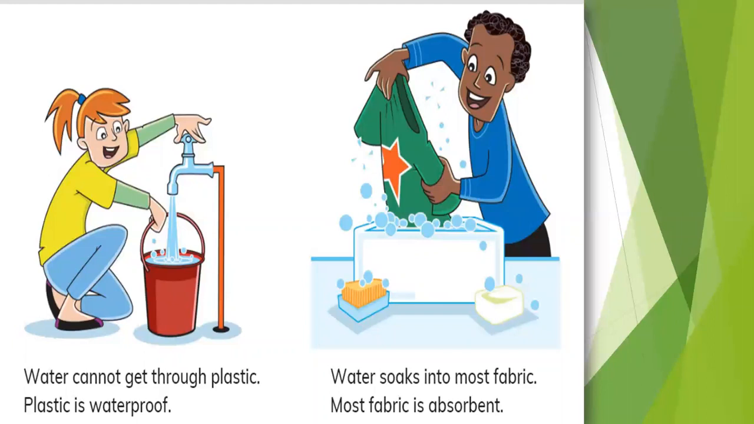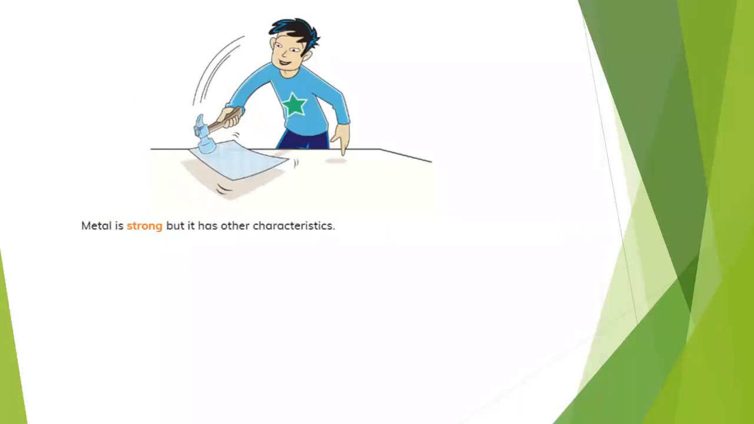So that is why we use different materials, keeping in mind their properties while using any material. Here, metal is strong, but it has other characteristics. Yes, metal is very strong, but it has other characteristics also, like metal is rigid, metal is shiny, metal is hard, metal is strong.